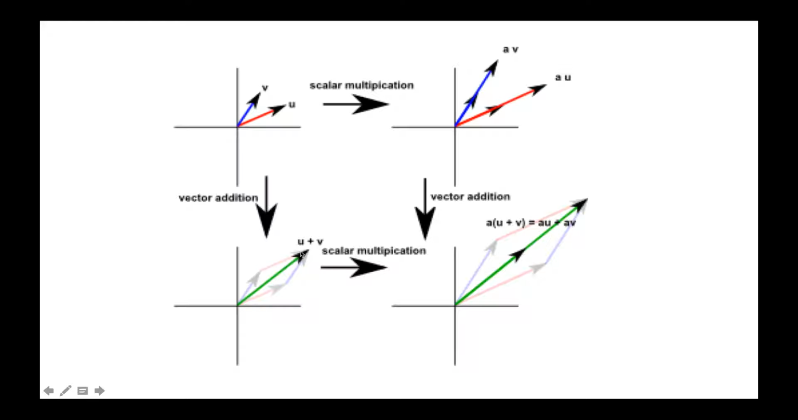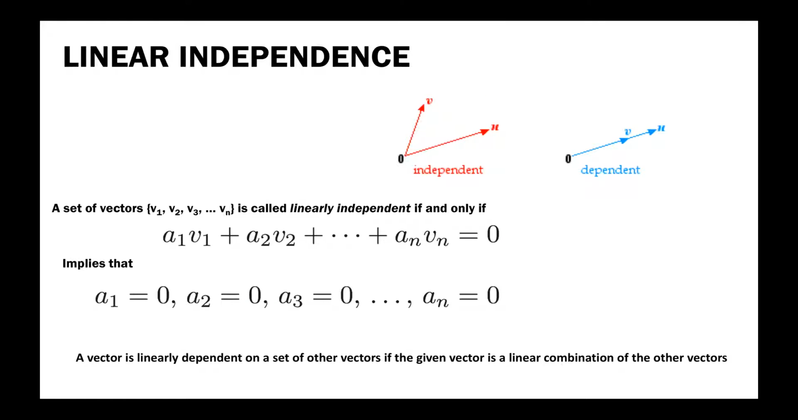A central concept in linear algebra is the idea of linear independence. Linear independence kind of means, intuitively, that the vectors point in different directions. You only talk about linear independence with a set of vectors.